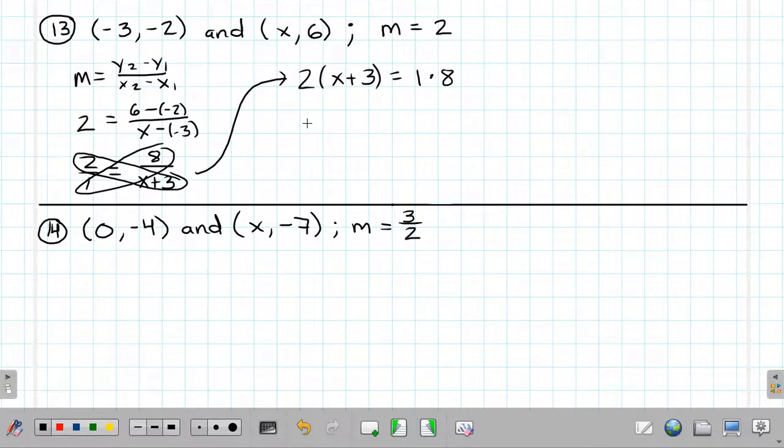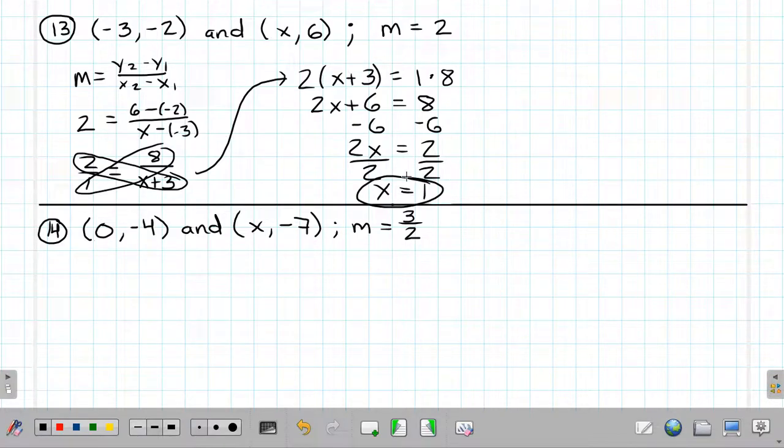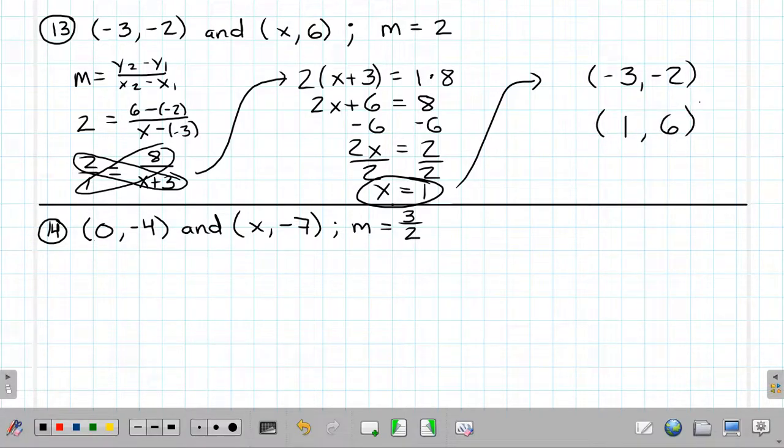Okay. And once again, at this point, the hard part's over in my mind, because it's just a matter of distributing and solving a two-step equation. X is equal to 1. So once again, what does that mean? My 2 points are (-3, -2), and the other point is actually (1, 6). Okay? So that's what that means there.